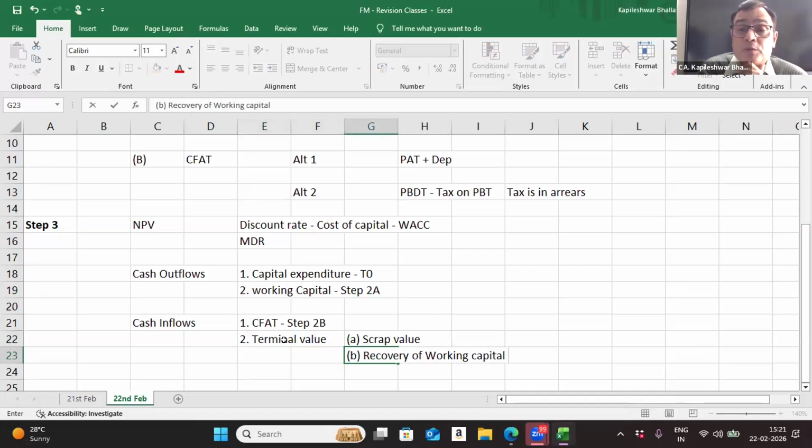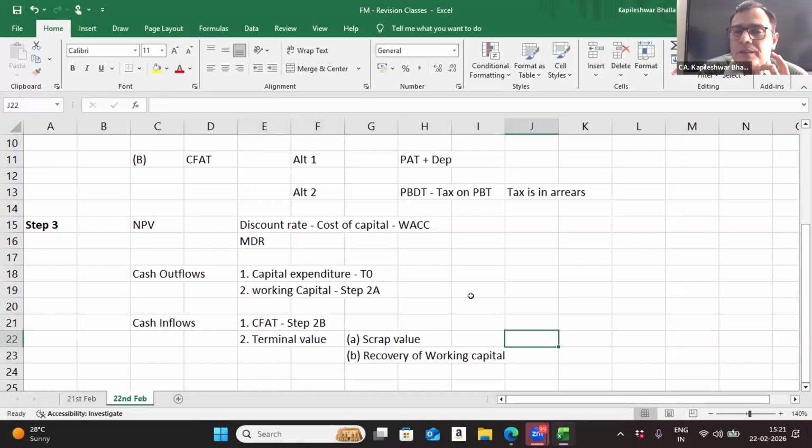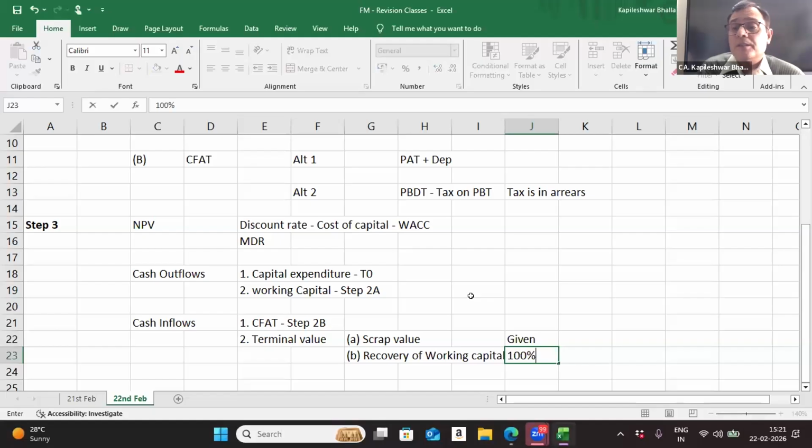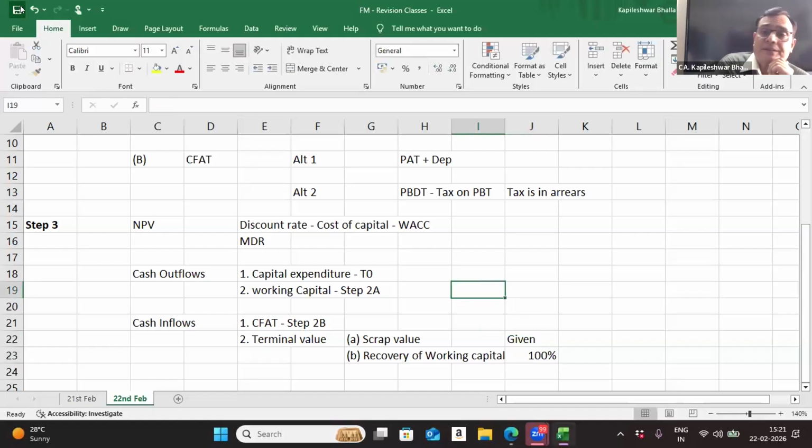Now, one more input which you need to keep in mind, that when you consider the scrap value, can I say in this particular case, it would be as per what is given in the question. But when it comes to recovery of working capital, it is going to be 100% unless mentioned otherwise. So these are certain key considerations which you need to keep in mind. Solve it on a 3-step model. First, you need to organize your MCF, MDRs. Then you need to organize in step number 2A, the working capital, and in step 2B, the CFAT. And then you just need to fit in everything in the NPV statement.